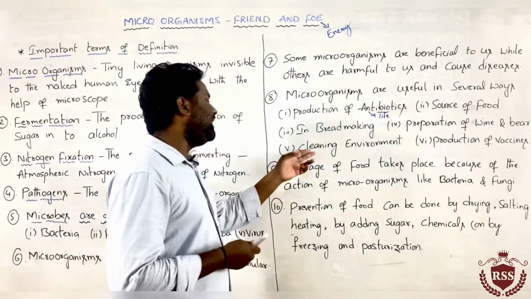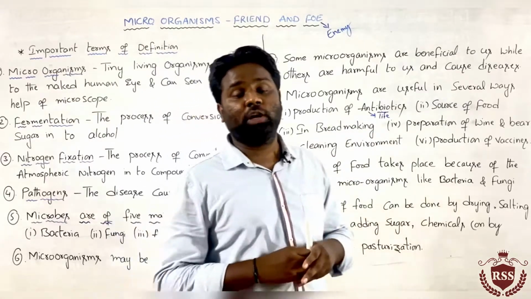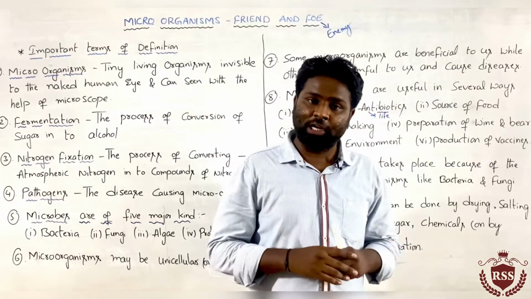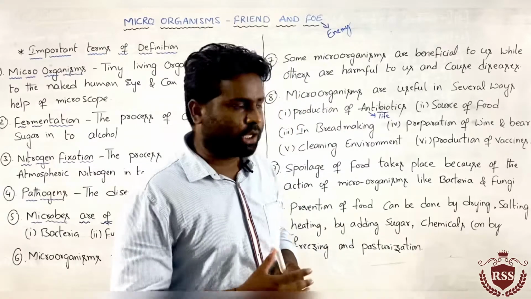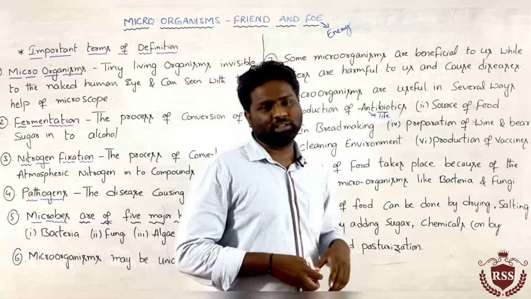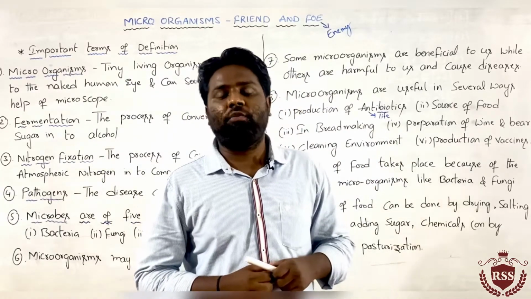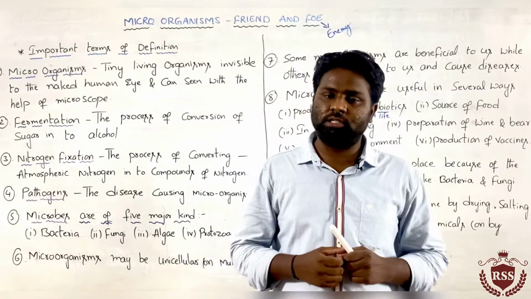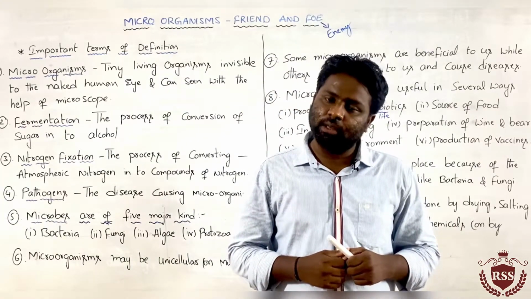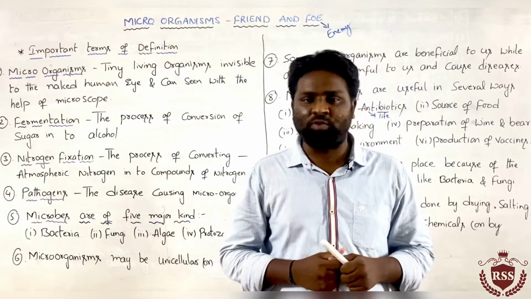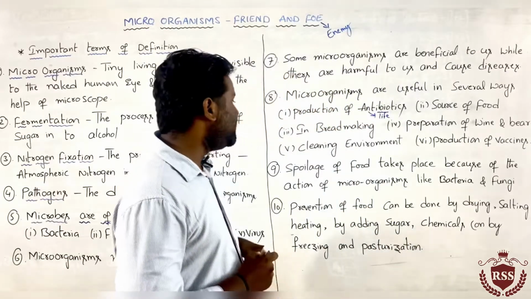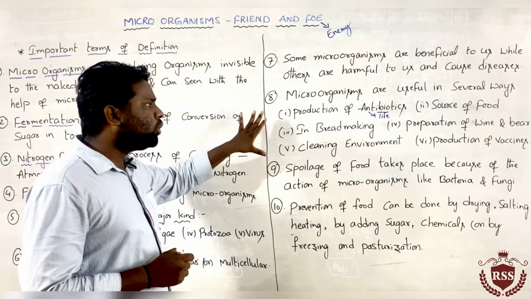Then cleaning environment: some microorganisms are useful for cleaning the environment also. Then production of vaccines: in the production of vaccines we are using microorganisms as well. Clear? Then these are the uses of microorganisms.